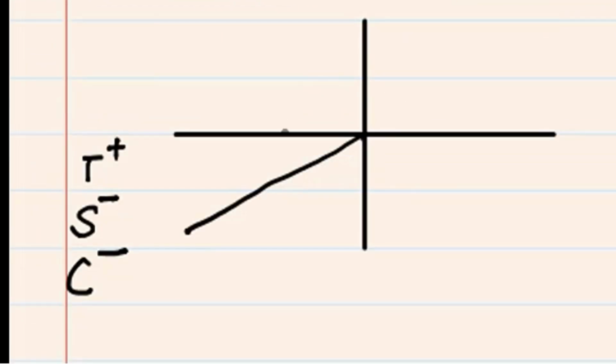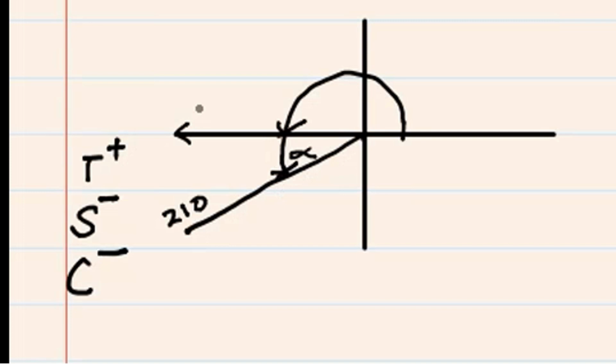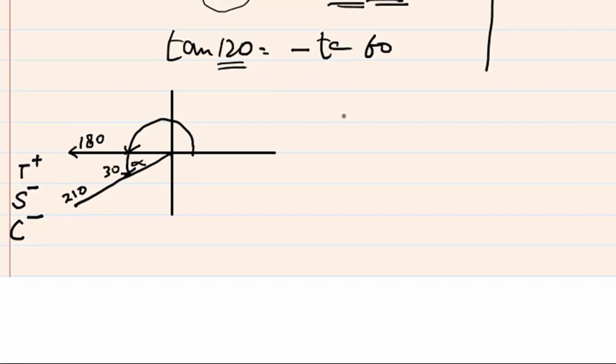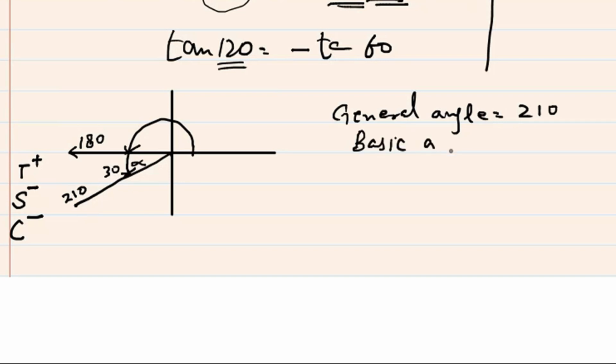If we consider any angle in the third quadrant, let us suppose this is 210. The first thing is we'll figure out which angle is the basic angle. This angle alpha is the basic angle with the x-axis, and we are sure that at this line the angle is 180. So the difference of 210 and 180 is equal to 30. So the general angle is equal to 210 and the basic angle in the third quadrant is equal to 30.